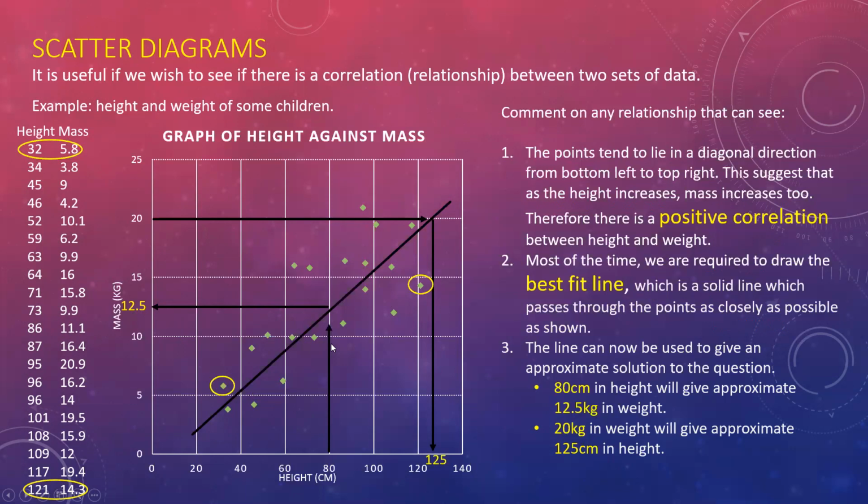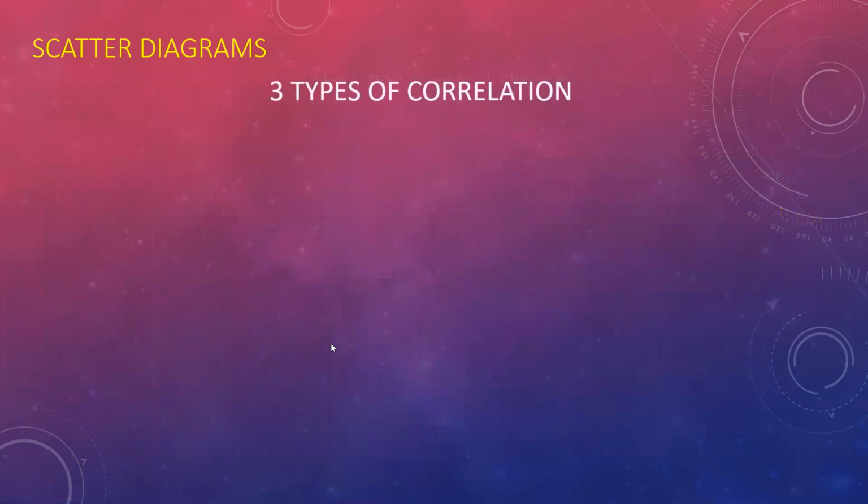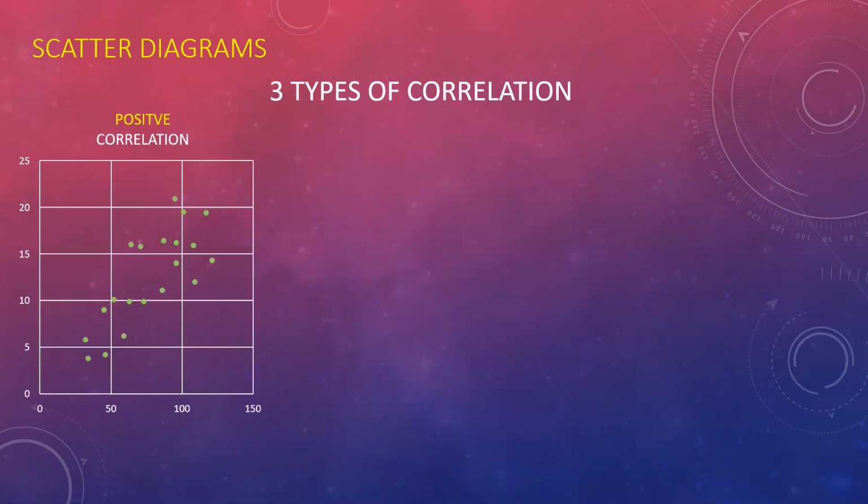Next, scatter diagrams are divided into 3 types of correlation. The first one is positive correlation, which we just learned. You can see all the dots form a diagonal from the bottom left to the top right. So the trend is going up. That means when X increases, Y also increases. It depends on the labels here, it doesn't matter. When this increases, that one also increases. So we call it positive correlation.